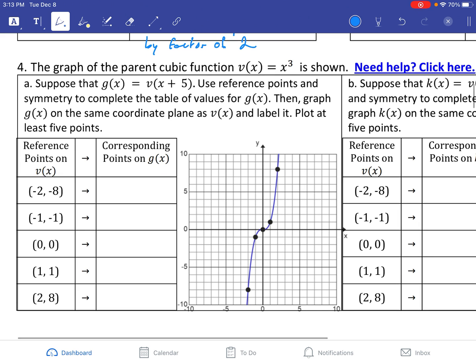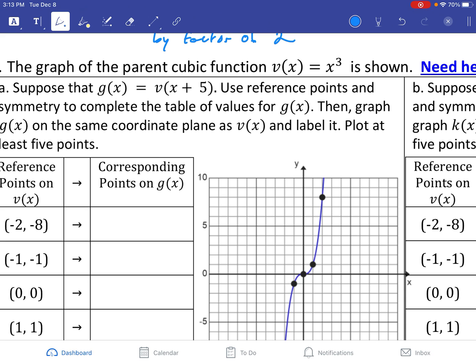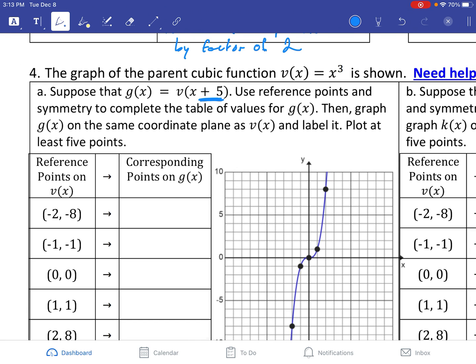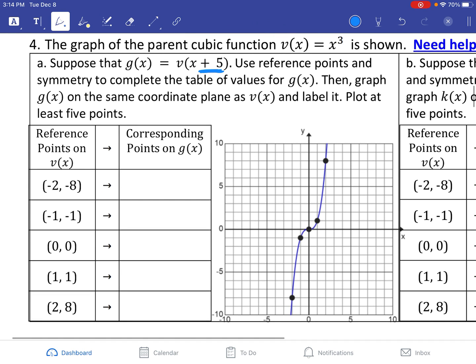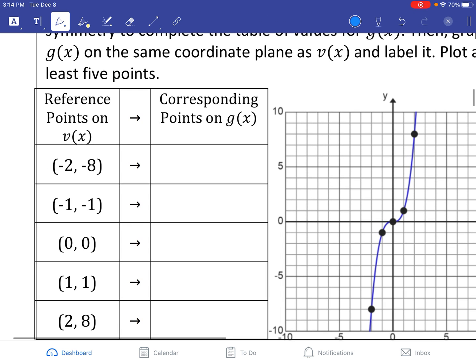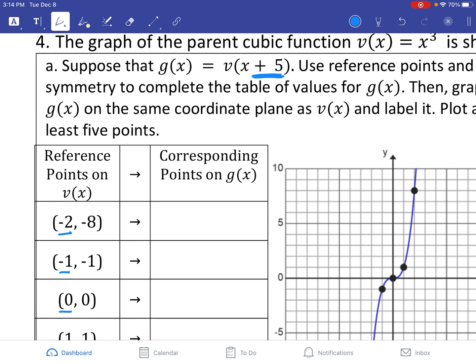Next, number 4. We're going to do the same transformations here. We're going to see what happens if we do adding 5. Okay, so we're adding 5 on the inside of the function. All right, so what's that going to do? It's going to move our x values to the left by 5. So all the x parts of our point, the negative 2, the negative 1, the 0, the 1, and the 2, are all going to go to the left by 5 because it's plus 5, you're moving to the left.